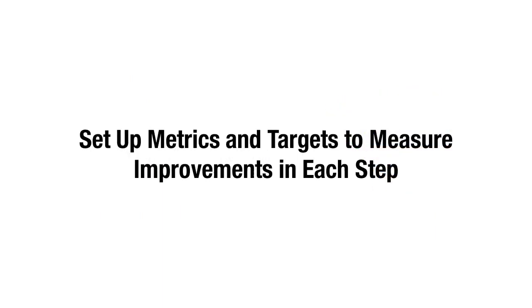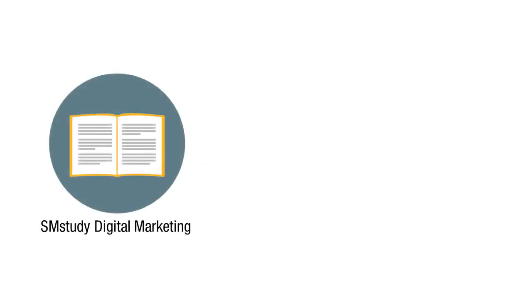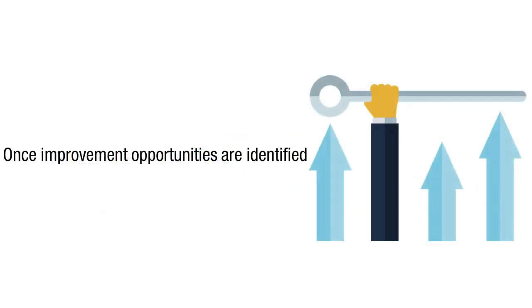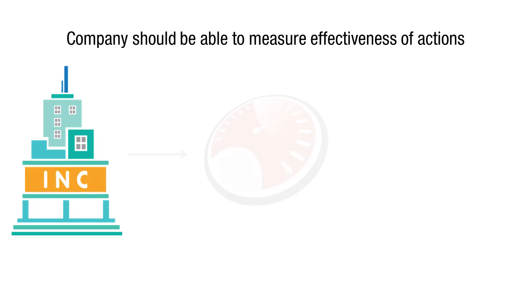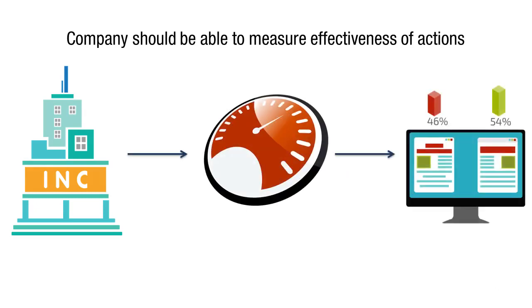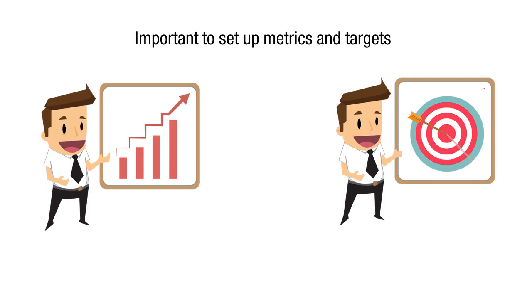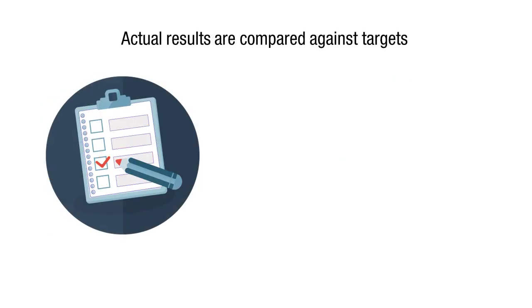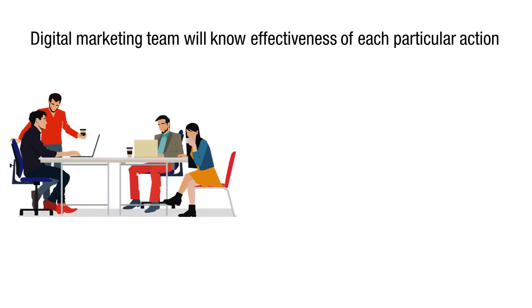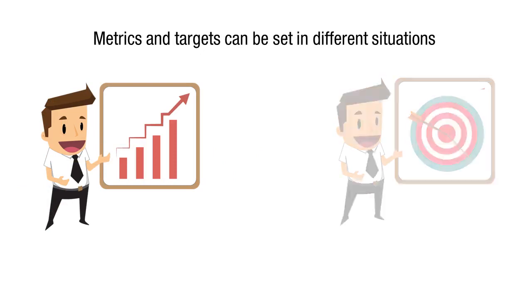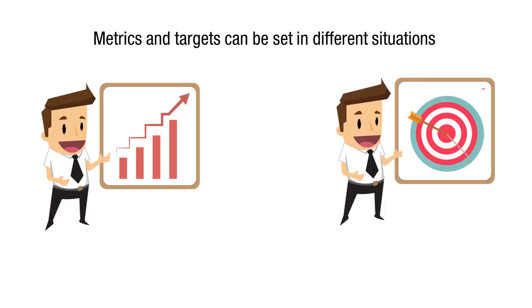Set up metrics and targets to measure improvements in each step is the fourth and final step in the SM Study Digital Marketing Evaluation and Improvement tool. Once improvement opportunities are identified, a company should be able to measure the effectiveness of actions undertaken to implement those improvements. For this, it's important to set up metrics and targets for each action. It's only when the actual results are compared against the targets that the digital marketing team will know how effective each particular action is. Some examples of how metrics and targets can be set in different situations are the following.